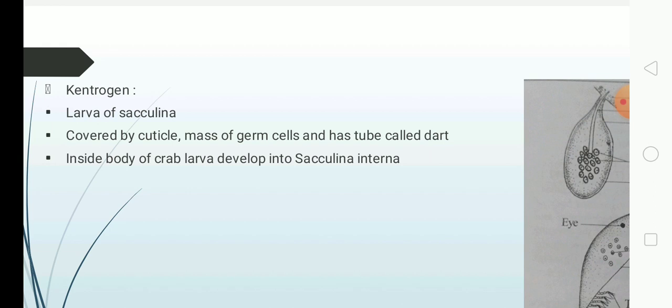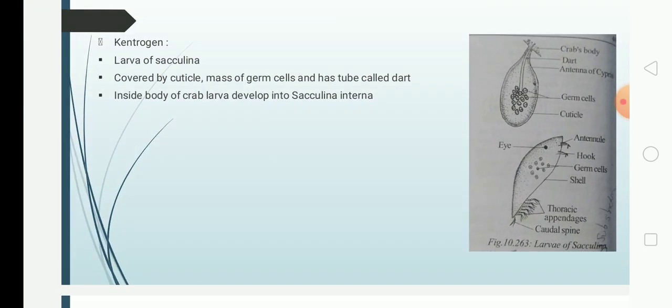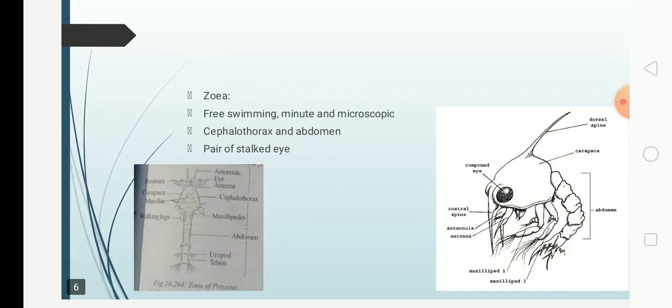So what happens? This cypris larva first attaches to the crab with the help of hooked antennules, and it develops into the kentrogon larva. Then the kentrogon larva will be having a long chitinous tube called a dart, and this dart pierces into the body of the crab, and through this tube the germ cells present in the kentrogon larva are passed into the body of the crab, where these germ cells will develop further. The next larval stage is called the Sacculina interna.